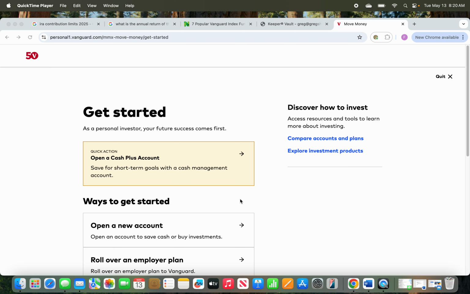You have to be verified at first, and then once your account is open, then you can begin to select what investment products you want. So I already have an account, so that's why I'm skipping that step. But I've gone into my account and said I want to open a new account.